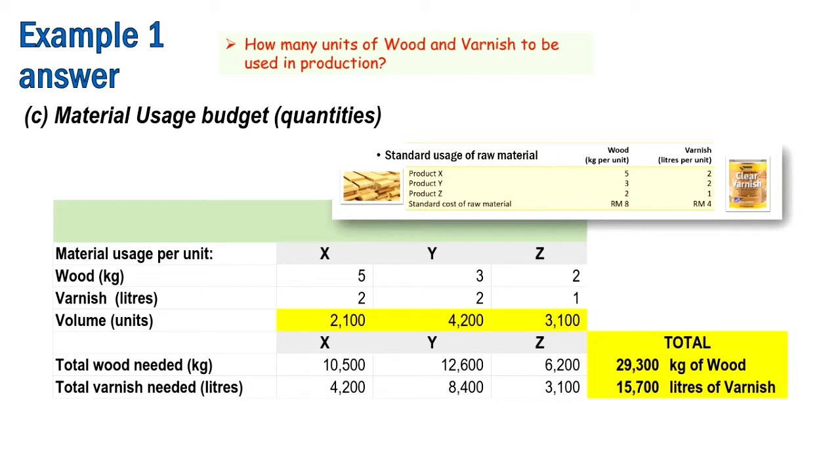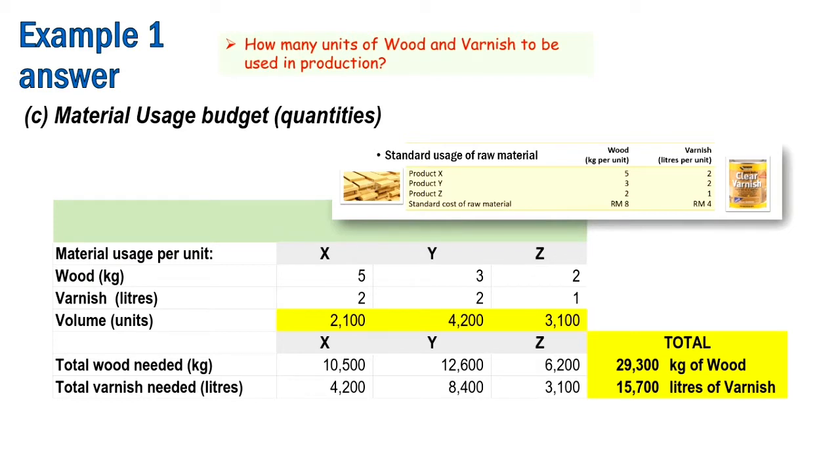Okay, so from the question, you can see in the yellow table there, extracted from the question, the standard usage of raw material given per 1 unit of product is as follows. So we put in based on product X, product Y, product Z. For product X, we require 5 kilograms of wood and 2 liters of varnish. For Y, we follow the table as well, and Z as follows.